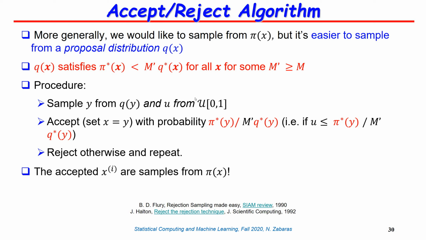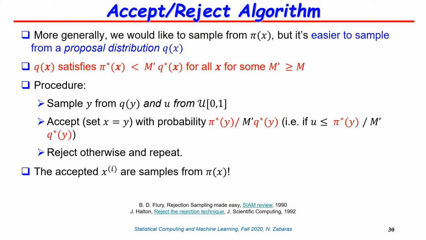So the idea of this constraint of q dominating pi is that this bound here has to be as tight as possible, and m prime has to be as small as possible to make this algorithm an efficient algorithm. Now, the new ideas that are introduced by this accept-reject algorithm, there are two, and they're going to be fundamental in many aspects of the course.